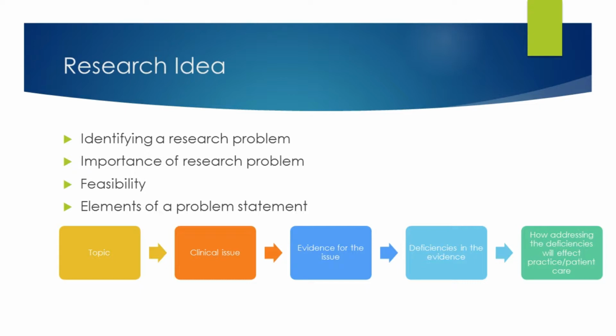Then you collect the evidence for that issue. From where are you going to collect the evidence? That would be from literature, from your clinical practice, your own observations, or your discussions with your peers or experts. And then you identify deficiencies in evidence. And last, you answer the question: how will addressing the deficiencies affect practice and patient care? So these are the key elements to keep in mind, the processes that go on when we are developing the research idea.